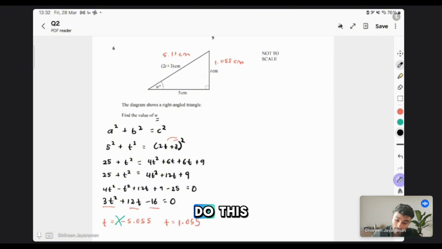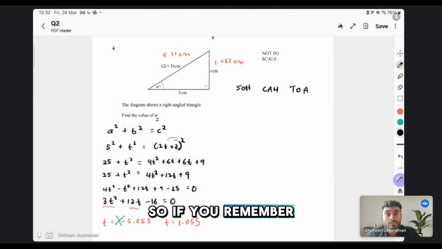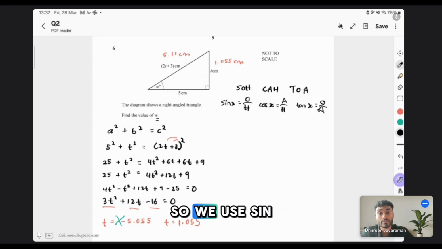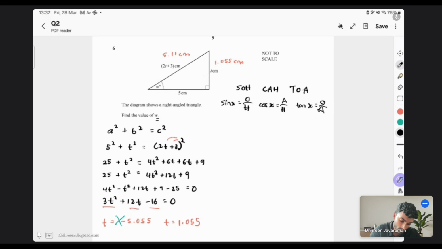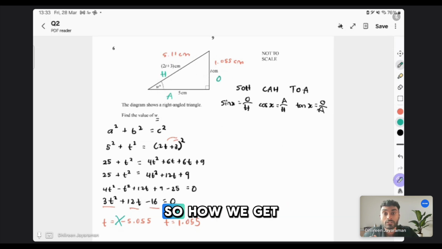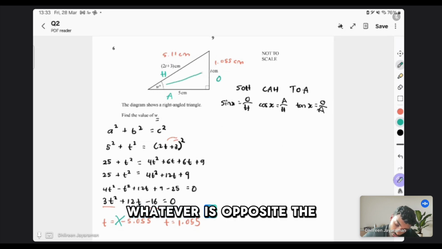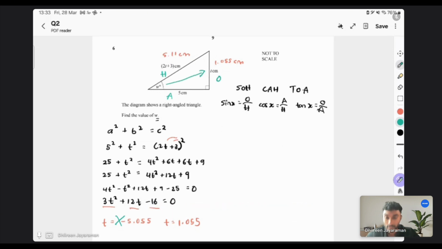So how do we do this? If you remember SOHCAHTOA, what are these formulas? We use sine, cos, and tangent relating to the lengths of the triangle. So we have three basic lengths, normally O, A, and H. How we get O, A, and H is based on the angle that we are finding. Since we are finding W, whatever is opposite the angle is the opposite length, whatever is beside it is A, and whatever is opposite the right angle is H.